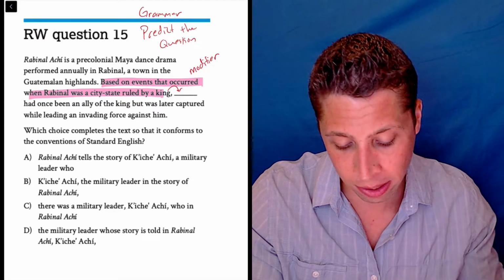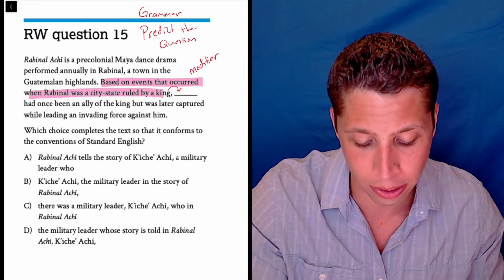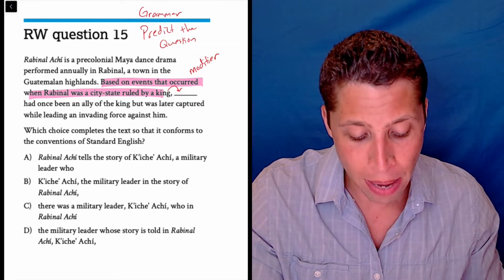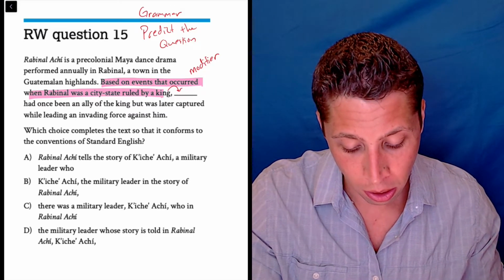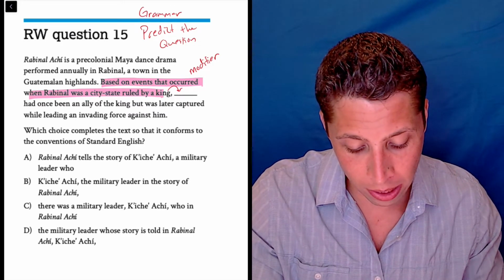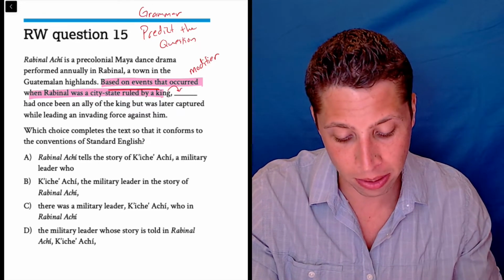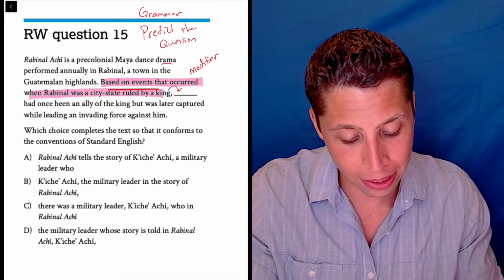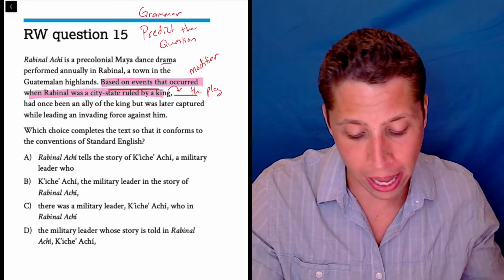Rabinal Achi is a pre-colonial Maya dance drama performed annually in Rabinal, a town in the Guatemalan highlands. No idea if I'm pronouncing any of this right, don't care. Based on events that occurred when Rabinal was a city-state ruled by a king. Okay, so what is based on these events, right? That's the kind of question I'm asking myself. Well, it seems like the drama, the play, so the play had blah, blah, blah, had once been an ally.